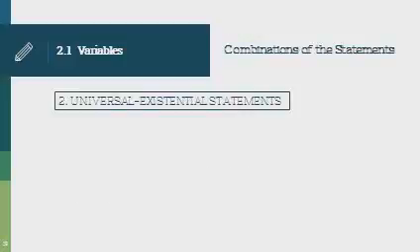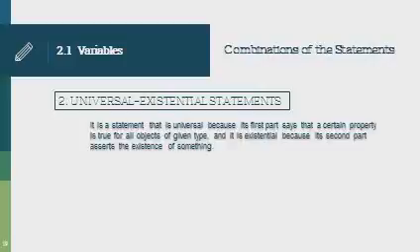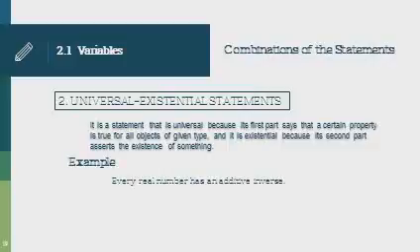Next is universal existential statements. It is a statement that is universal because its first part says that a certain property is true for all objects of a given type, that is universal. And it's existential because its second part asserts the existence of something. Example: every, that is universal, real number has, that is existential, an additive inverse.